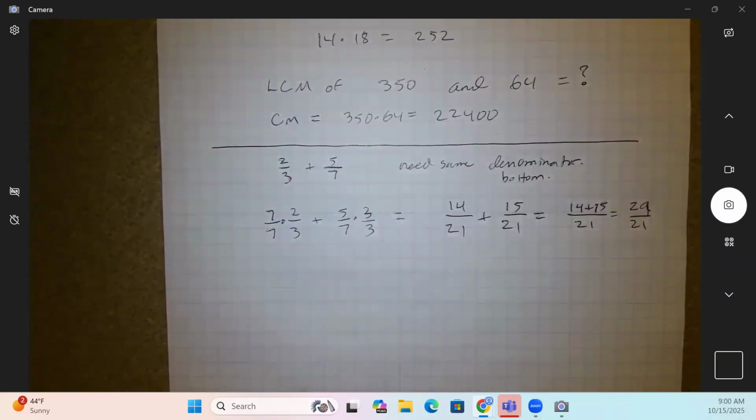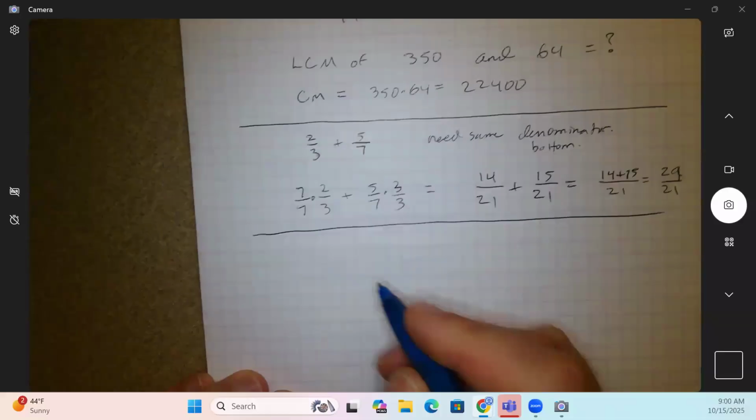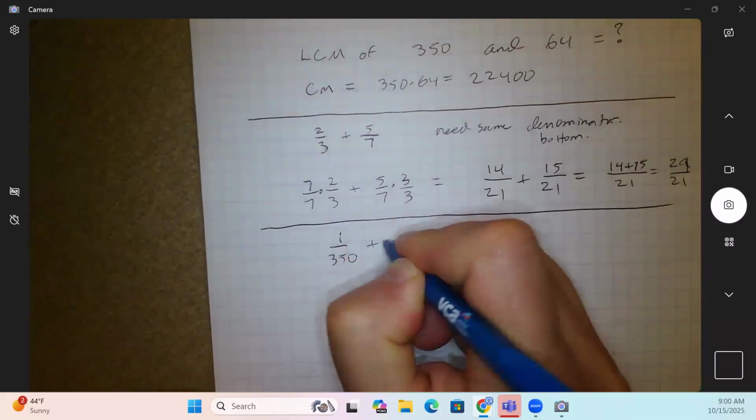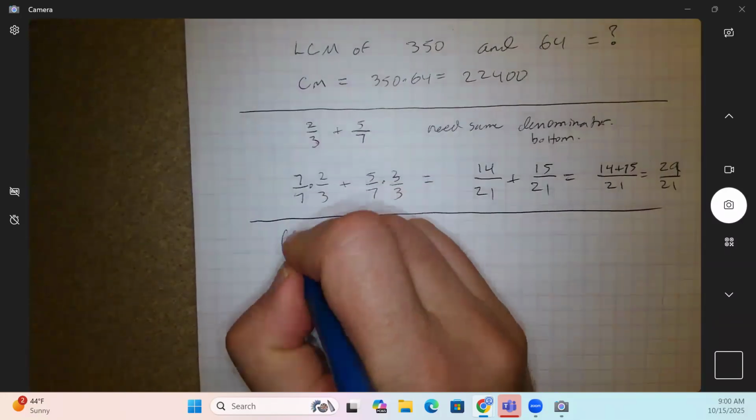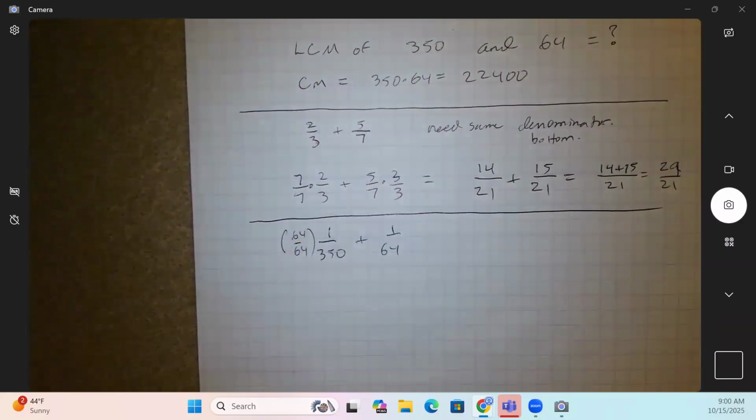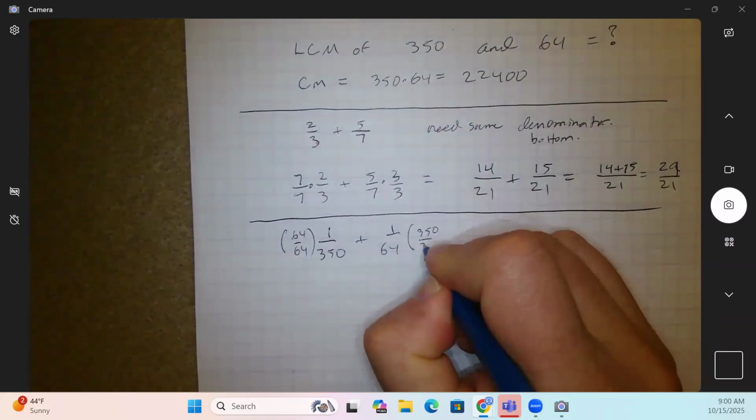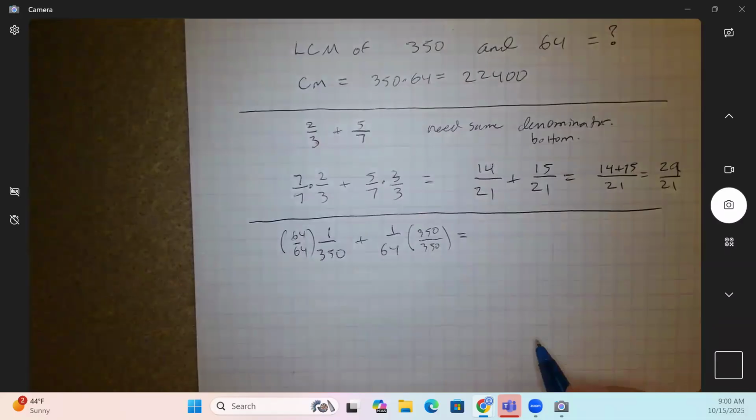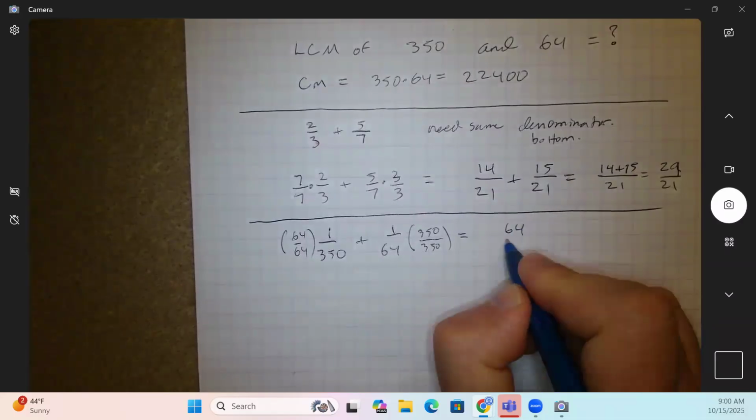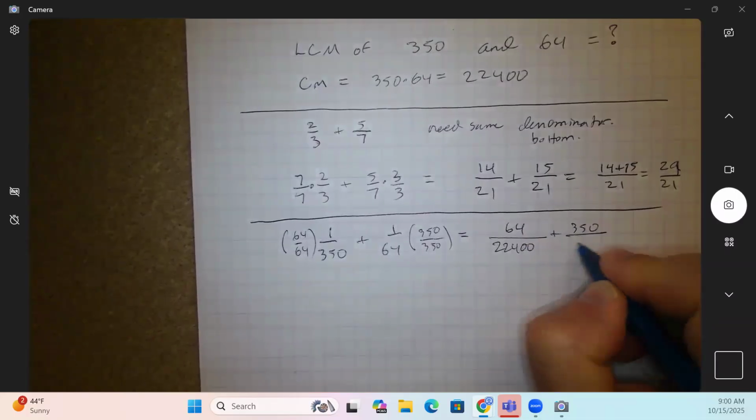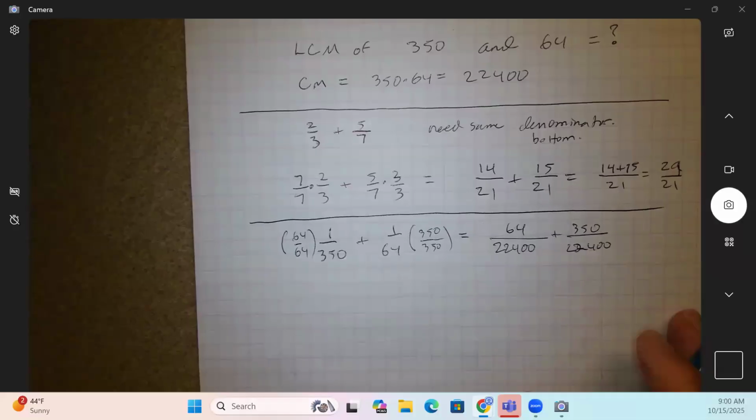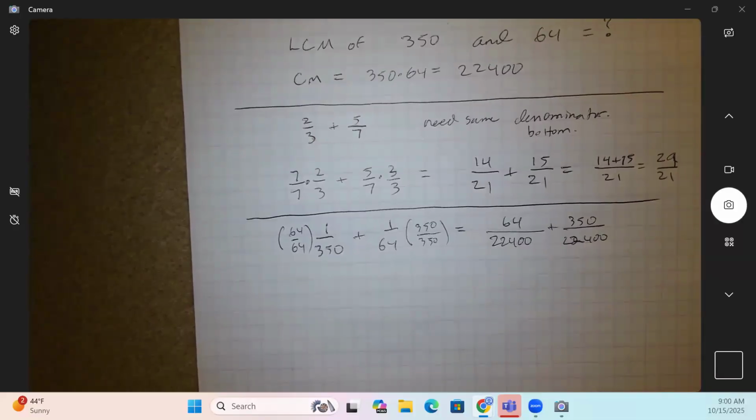But just think, that's a lot of work. If I want to add 1 over 350 plus 1 over 64, well, I'm just going to multiply the first fraction by what I'm missing, which is a 64 over 64. And the second fraction by what I'm missing, which is a 350 over the 350. And that must be 64 over 22,400 plus 350 over 22,400. I didn't need the least common multiple. I just used what was missing.